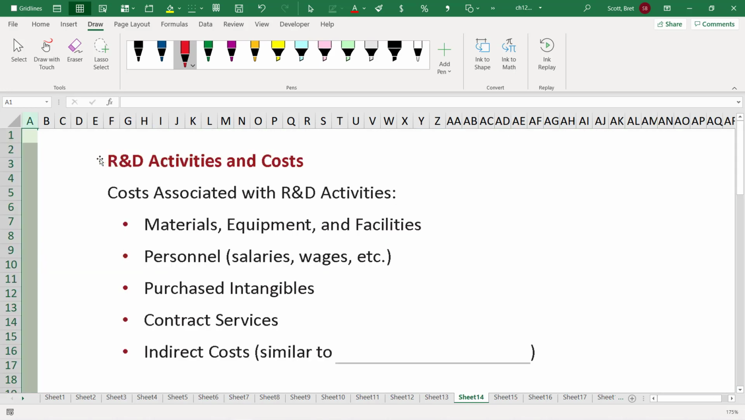Now that we know what research and development is in general, let's talk about what the costs are. And the way to look at costs is to talk about it from the perspective of what are the activities involved in the research and development process. Well, when we're discovering and trying to implement new knowledge, there are lots of different costs involved in R&D, right? So think about this: materials used to build something, equipment, facilities, personnel, salaries and wages, purchase of other intangibles. Maybe someone has a patent, we want to buy it so we can expand on it.